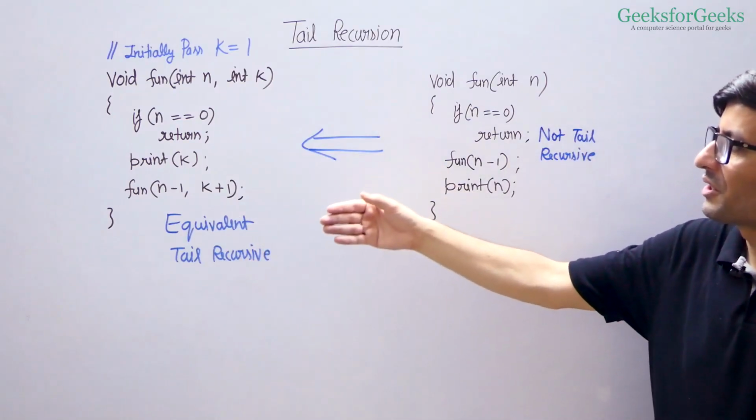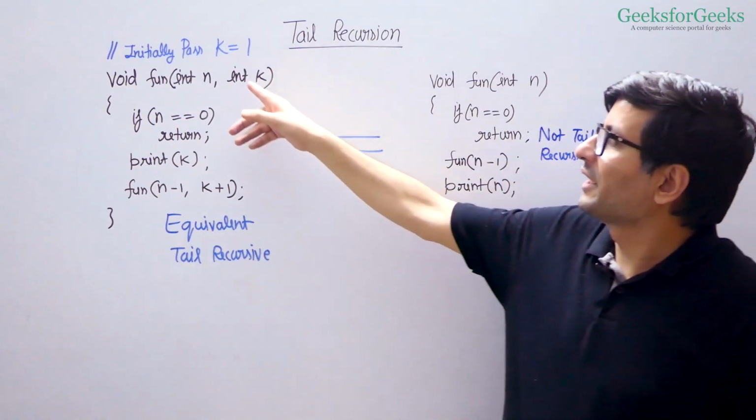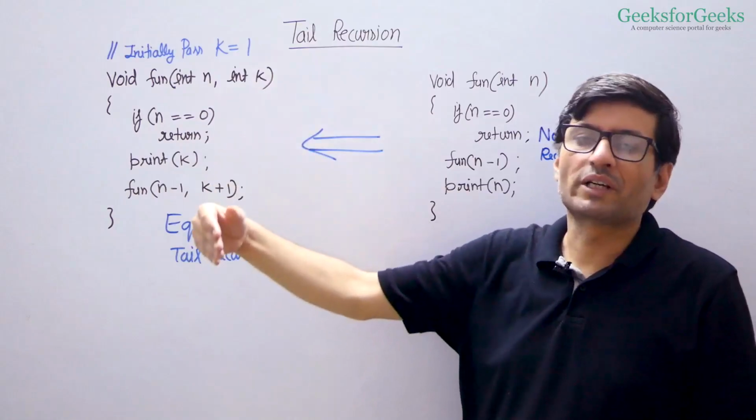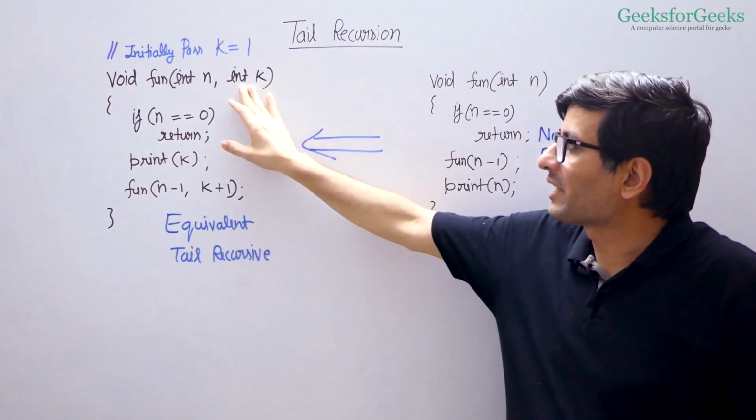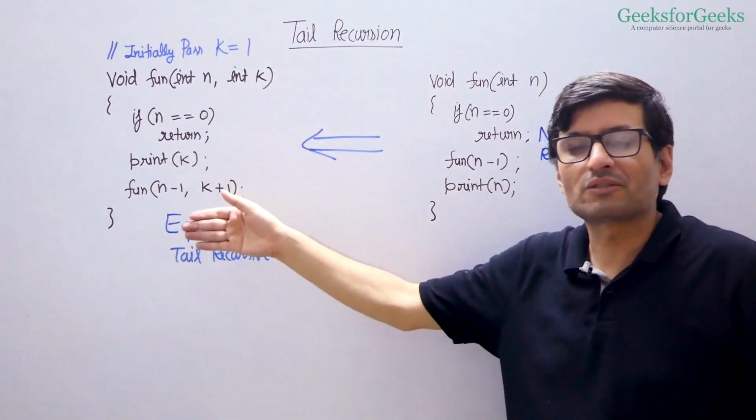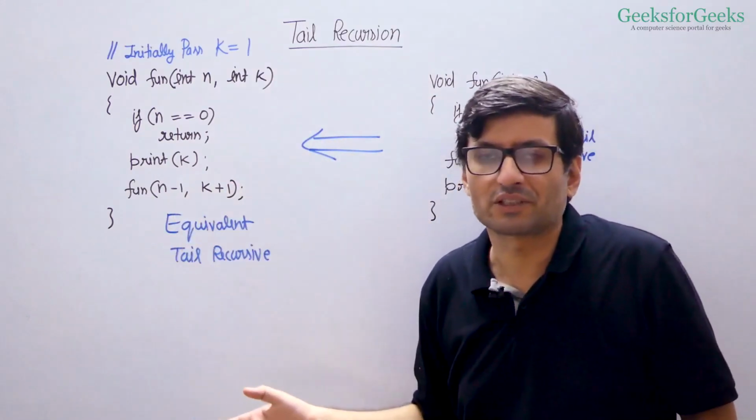When you call this function the first time, you need to pass k as 1, right? Then only it will print the numbers starting from 1. So that's an extra parameter we have added, but that gives us the advantage of having a tail recursive function.